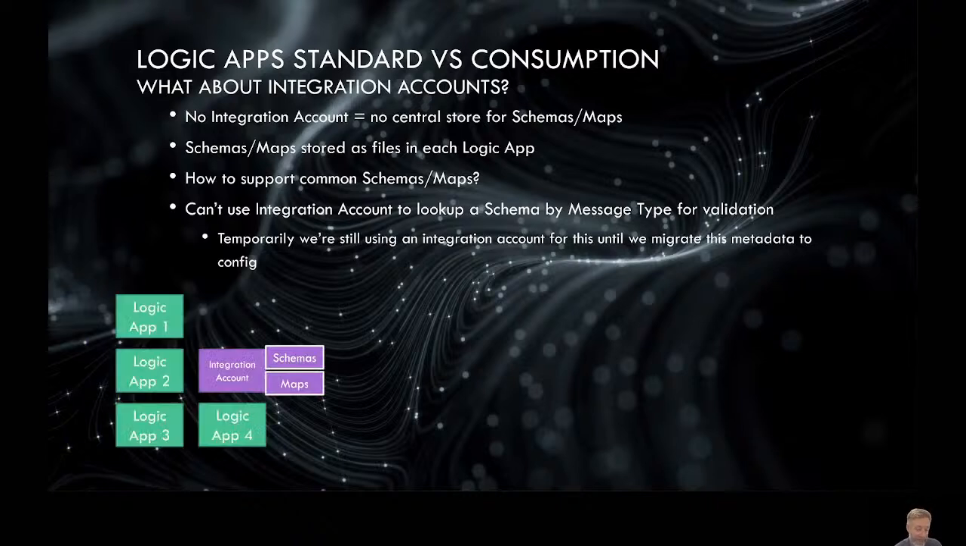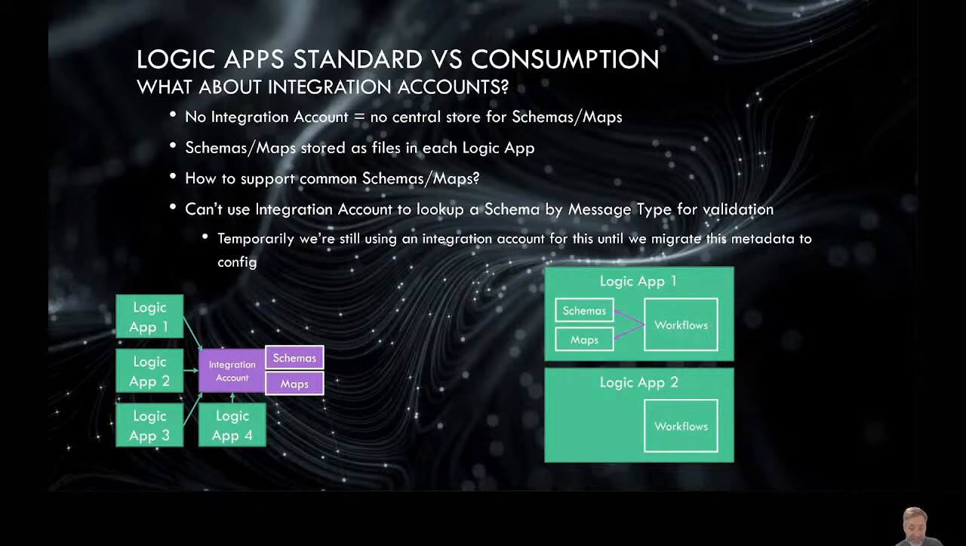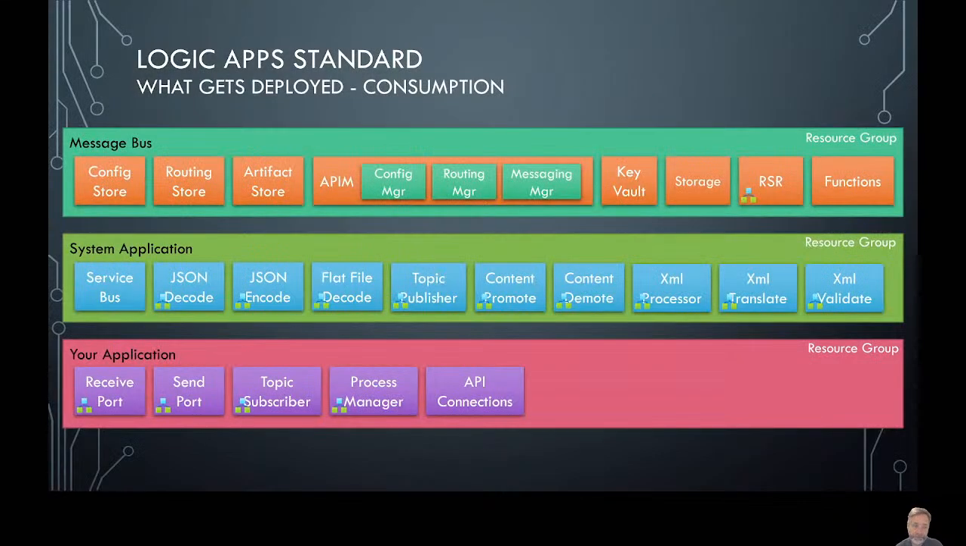This little graphic's just showing how, previously in consumption, we have all our schemas and maps in a single integration account and every Logic App can access them. But now our schemas and maps might belong to Logic App 1, but Logic App 2 can't access them directly. Logic App 2 would have to call a workflow in Logic App 1, which would then access the schemas and maps.